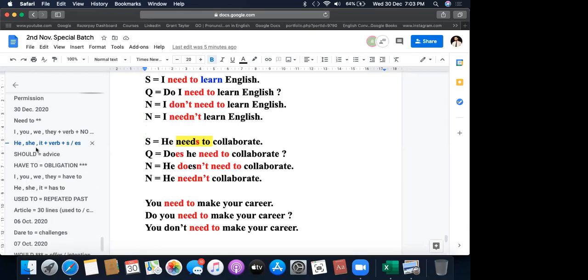Very good. They need to follow the process. Do they need to follow the process? They don't need to follow the process. Very good. You need to respect elders. Do you need to respect elders? You don't need to respect elders.